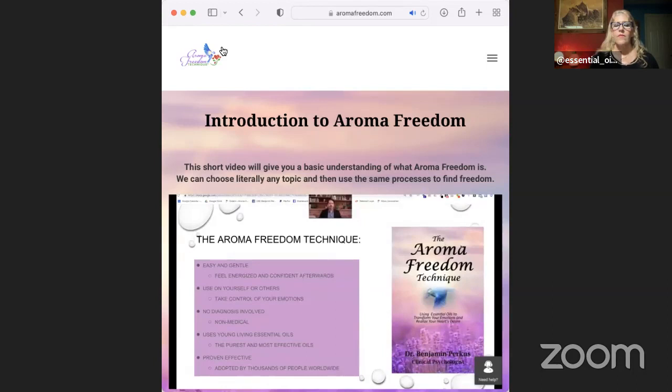You can use it on yourself or others. So it's designed to be a self-care tool, as well as something you can use with others, really to help you take control of your own emotions. There's no diagnosis involved. It's not medical. We're not diagnosing or prescribing anything.